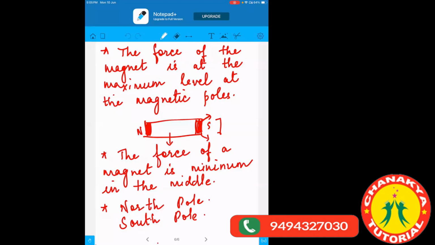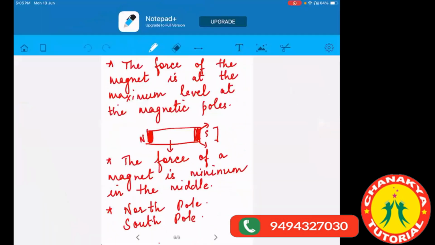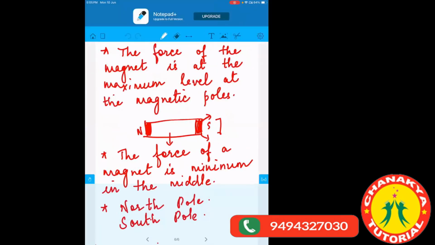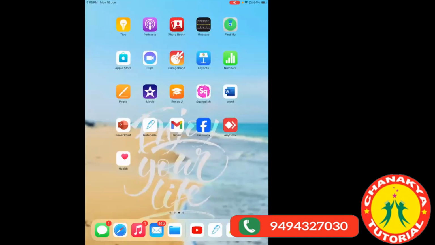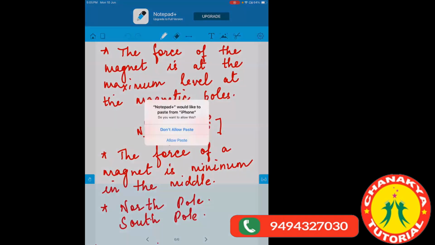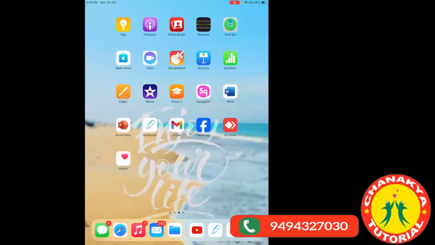So understood, children, what I have taught you today about the magnetic and the non-magnetic substances, then about the natural and the artificial magnets, then about the poles, the North Pole and the South Pole, and how they are correlated. And now in the next class, we will be discussing about, just a minute.